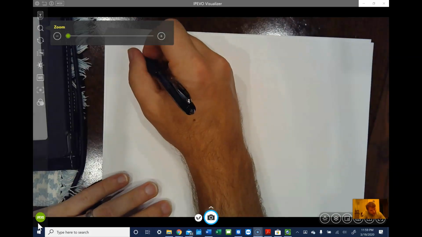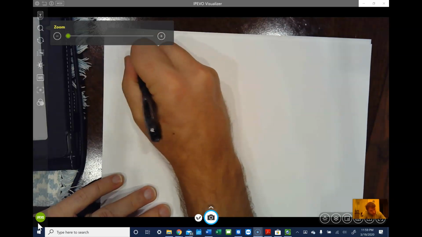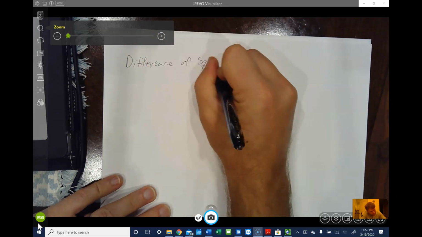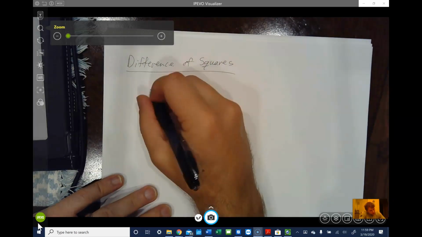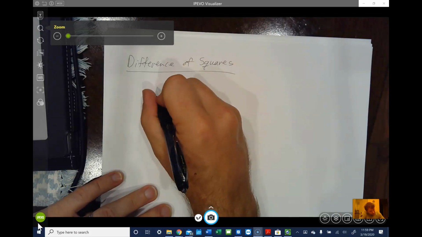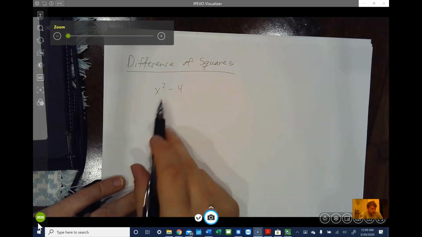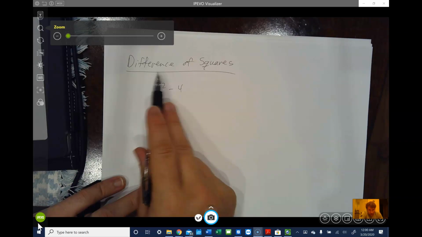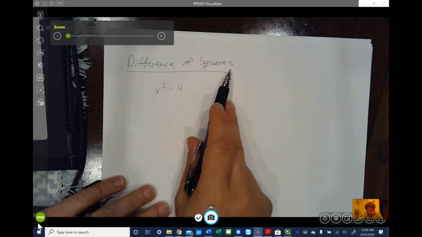So this third kind of factoring is called a difference of squares. For example, x squared minus 4. The reason this is called difference of squares is because, number one, it's a difference. That means a minus. It has to be minus. If it's plus, this does not apply. It has to be a minus sign. A difference of what? Squares.